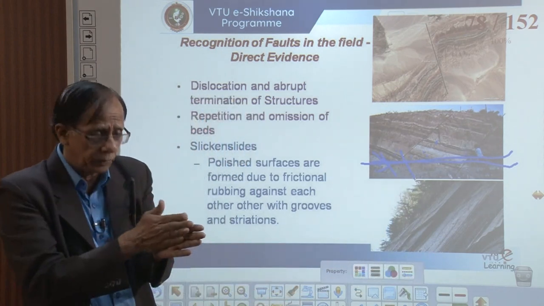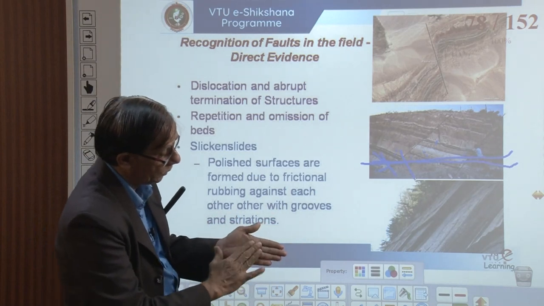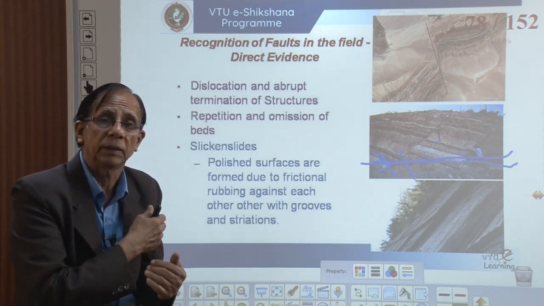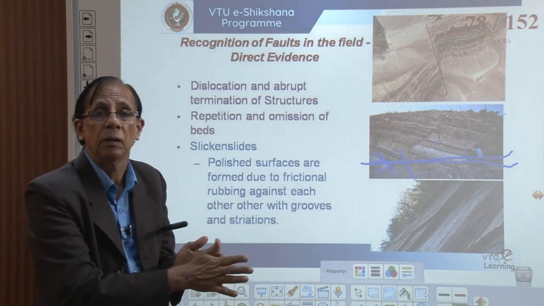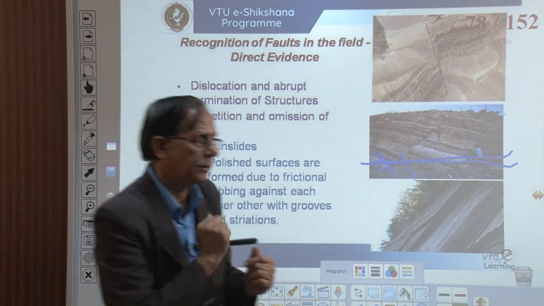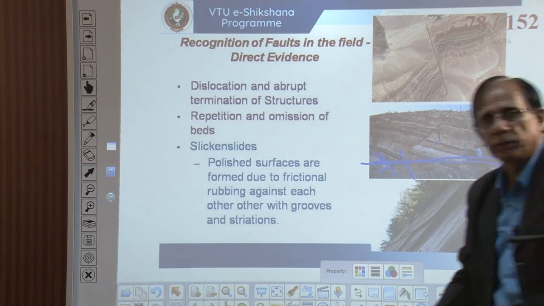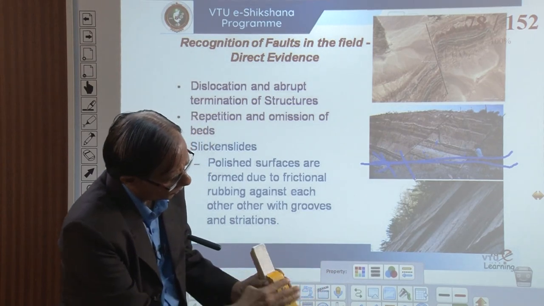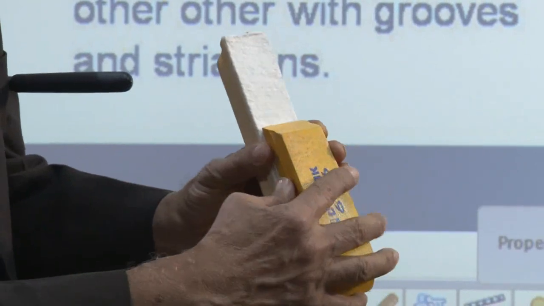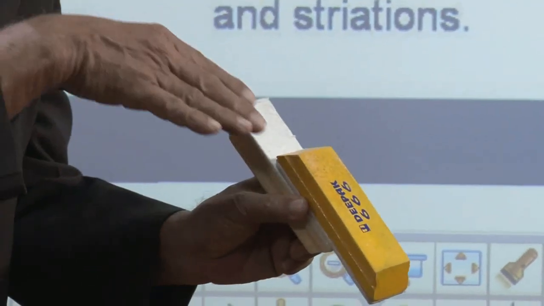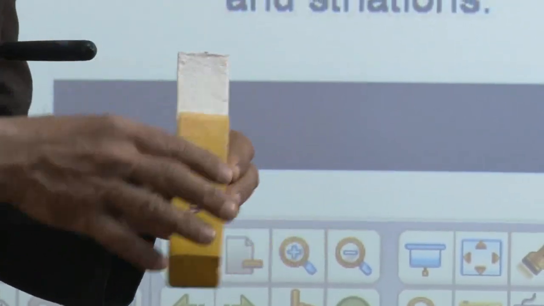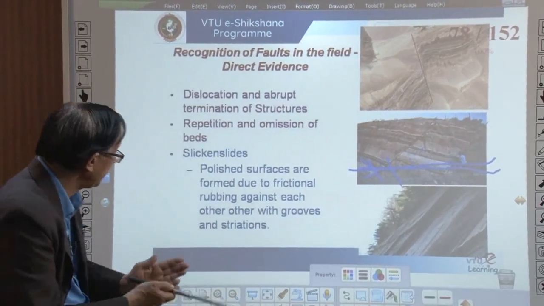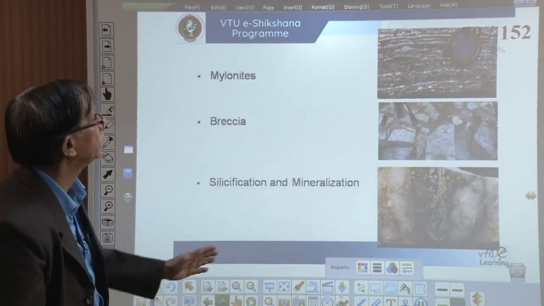Often two blocks can slide against each other, nothing is left out, but here striations, grooves, polished surfaces, etc. are seen. Then we have the case of a fault. Unless such a slip or friction movement takes place, these striations are not developed. Friends, now I have two blocks. When they slide against each other like this, this polished surface or striations or grooves are developed. This we often call a slickenside: striations, polished surfaces or grooves are present. That is another indication.